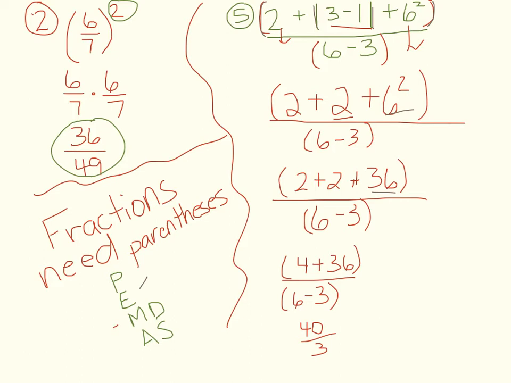Now 40 over 3 is an improper fraction, and I can just leave the answer like that because 40 divided by 3 leaves me a decimal answer. So your MyMathLab homework will take 40 over 3 as the answer.